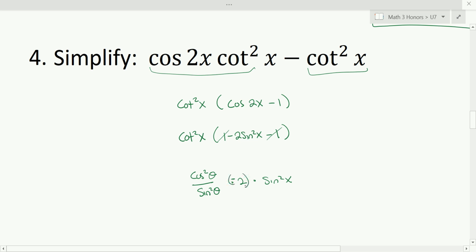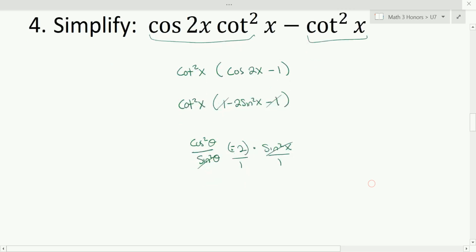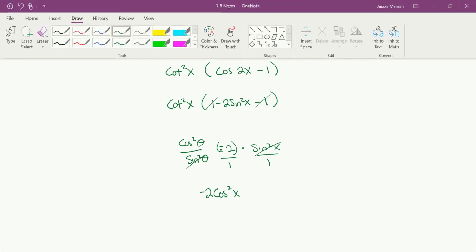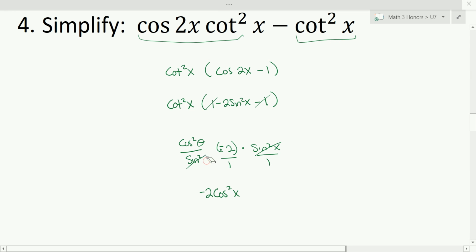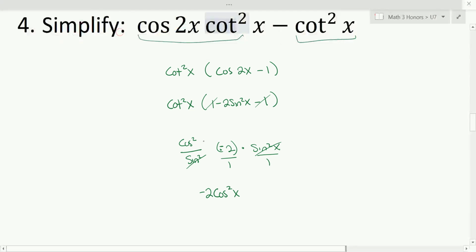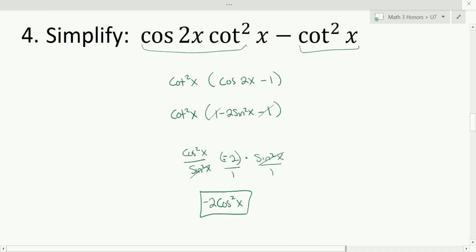Do that. Yes. And so we could put these over 1 if we want. And so we can reduce this. And we're going to end up with negative 2 cosine squared x. All right, I wrote theta by mistake, it should all be x. So that one truly did simplify. Anybody make it there before I did?